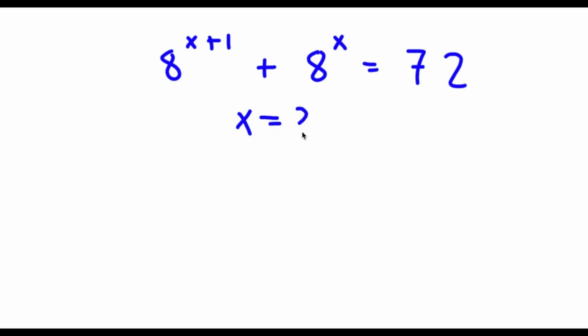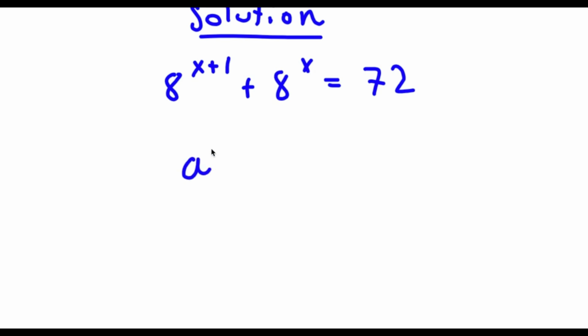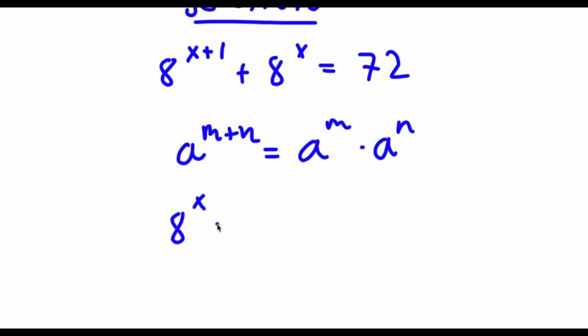So I want to find the value of x here. For my solution, first start with 8 to the power of x plus 1 plus 8 to the power of x is equal to 72. Now, if I have something in the form a to the power of m plus n, this is equal to a to the power of m times a to the power of n. So 8 to the power of x plus 1 is going to equal 8 to the power of x times 8 to the power of 1. So now I have this plus 8 to the power of x is equal to 72.